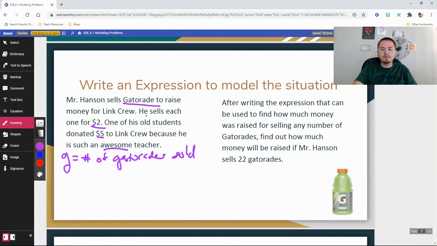So we need to write the expression. Well, I know before I sell any Gatorades, I have $5, right? I got $5.